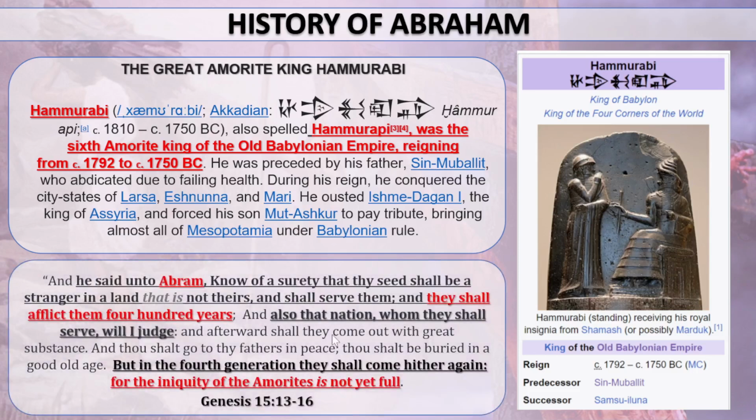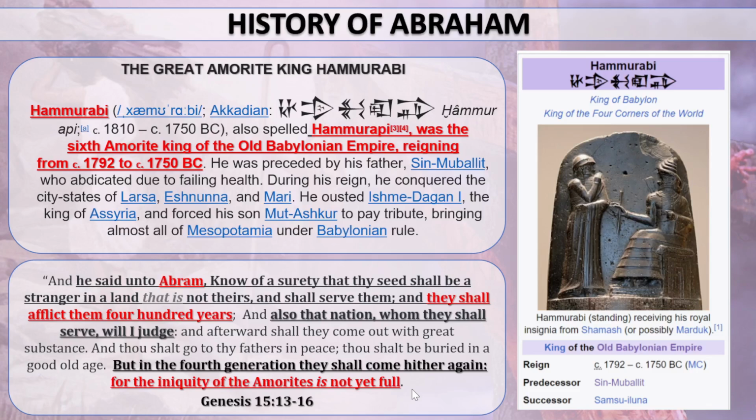Now what does the Bible say? God said to Abraham, "Know of a surety that thy seed shall be strangers in a land that is not theirs, and shall serve them, and they shall afflict them 400 years. And also that nation whom they shall serve will I judge." So he's talking about them being in Canaan and in Egypt. "Afterwards shall they come out with great substance, and thou shalt go to thy fathers in peace. Thou shalt be buried in a good old age. But in the 4th generation they shall come hither again, for the iniquity of the Amorites is not yet full."